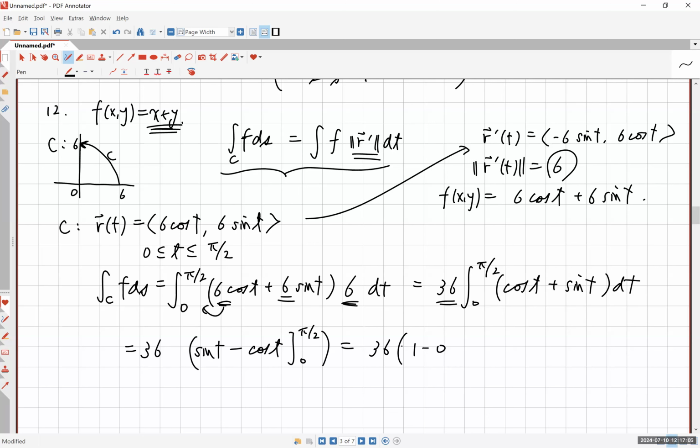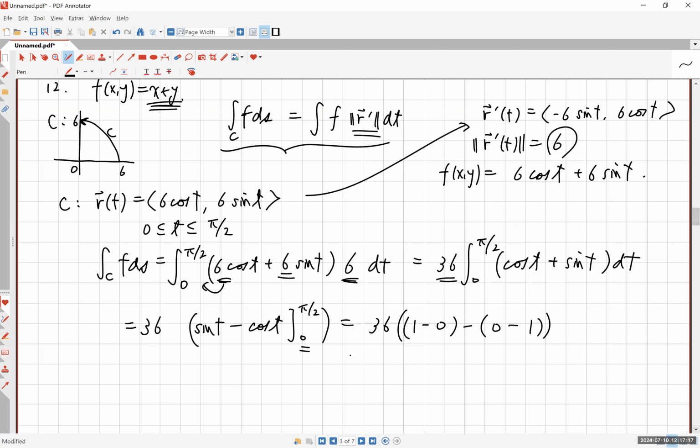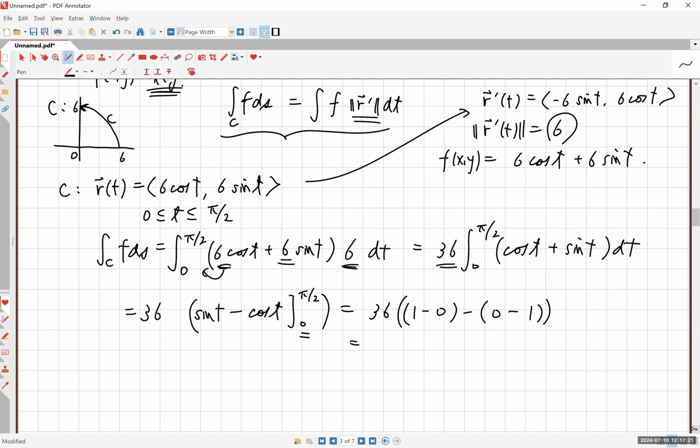Cosine of pi over 2 is 0. And then sine of 0 is 0. Cosine of 0 is 1. So you have to be very careful with negative signs. Extremely careful about negative signs because they can throw you off, giving you wrong answers every other day or so.